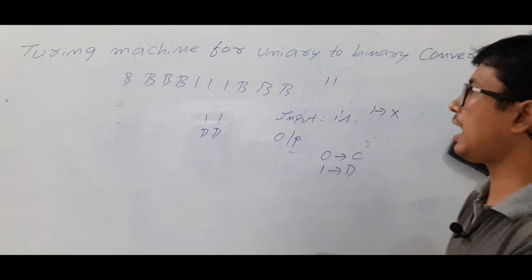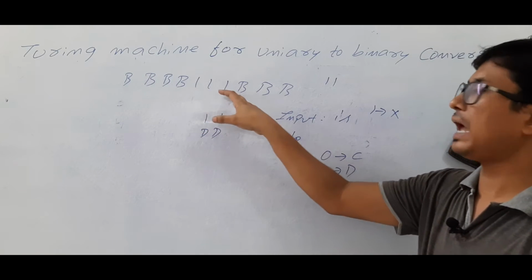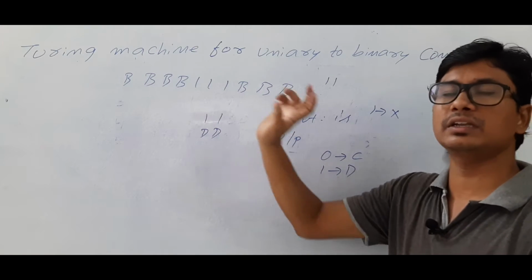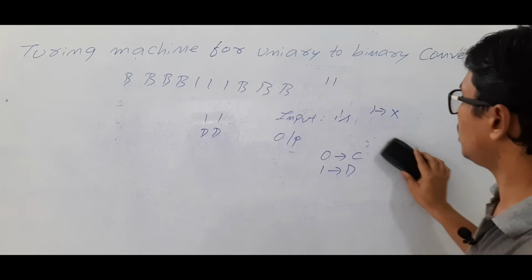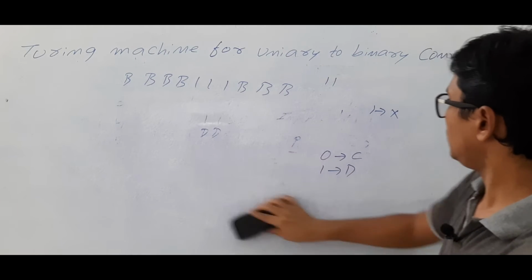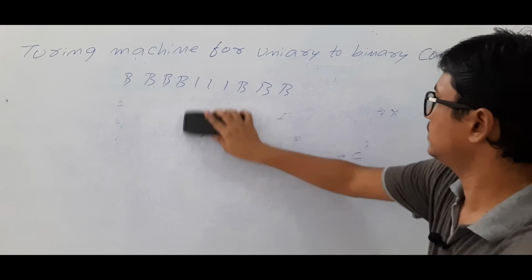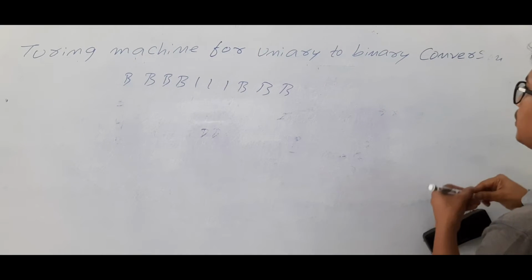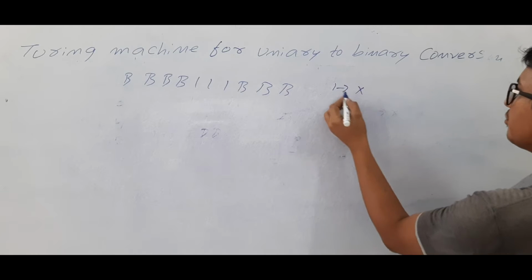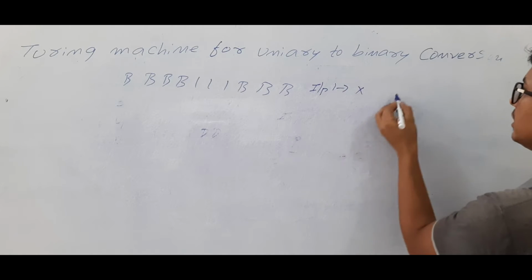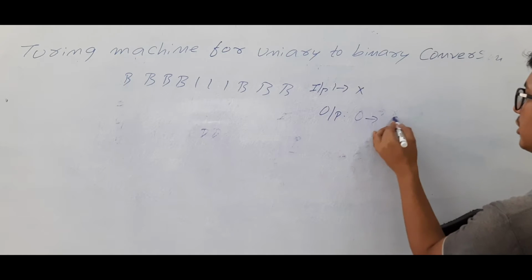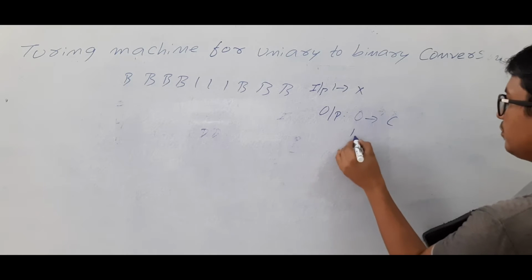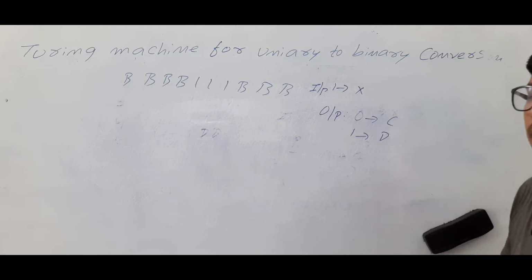At last, in place of inputs you will have X, and in place of output you will get DD. So there is no confusion with the input and outputs. So now we will go ahead. We will write here: in the input, if you find a 1, you will modify it as X. In the output, if you see a 0, you have to represent it as a C. If you see a 1, you will represent it as a D.